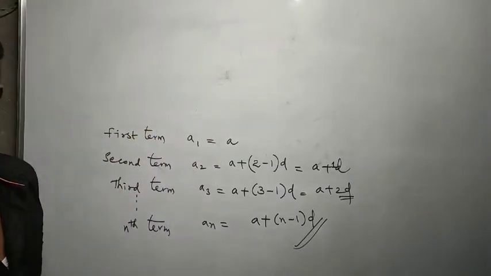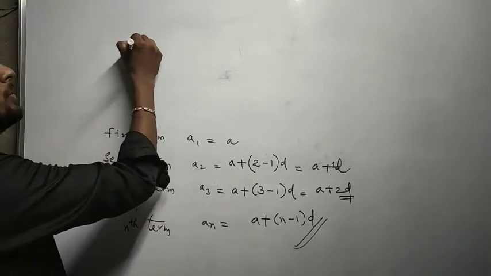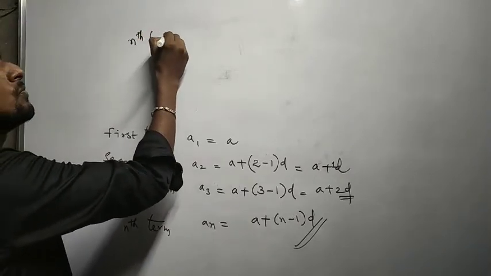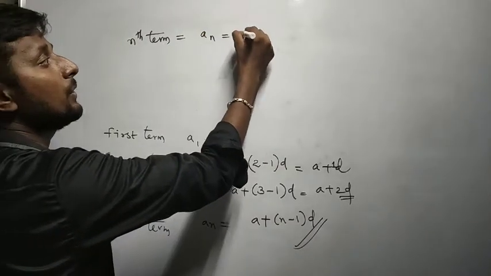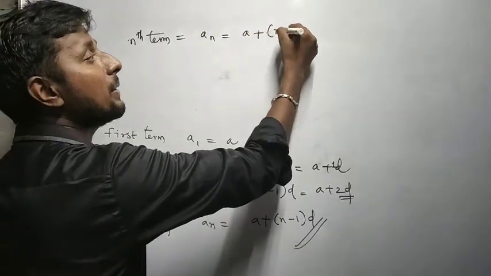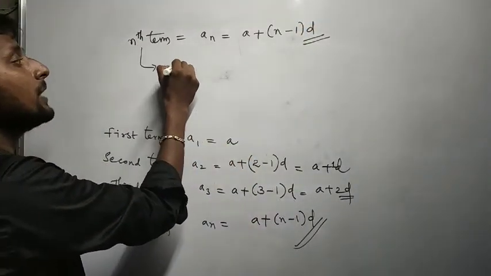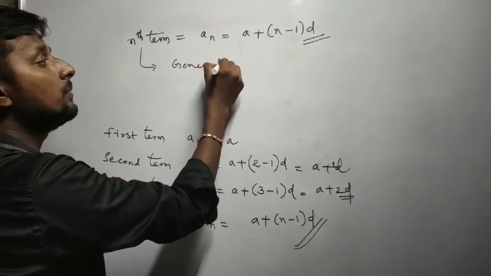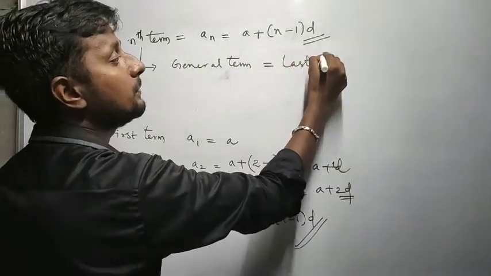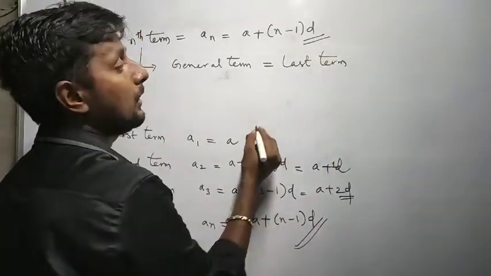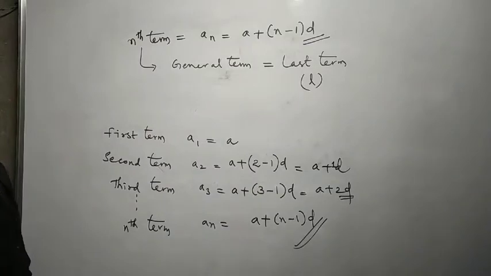The nth term is the last term. So the formula is AN equals A plus (n minus 1) into D. The nth term is also called the general term, or the last term. The last term is denoted with L.